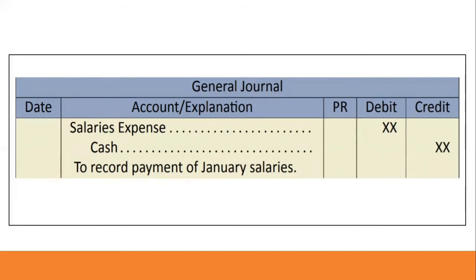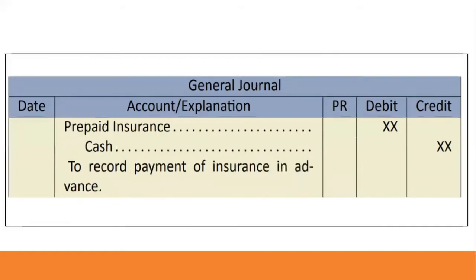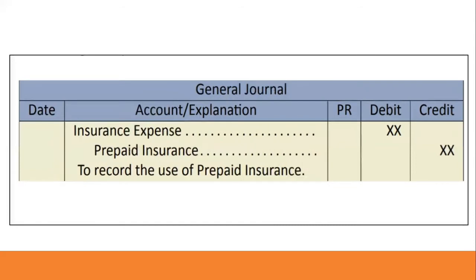And finally, a cash payment can be made before the expense is incurred, such as insurance paid in advance. So, a prepayment of insurance creates an asset, prepaid insurance, and it is recorded as this one. Okay? Now, as the prepaid insurance is used, it is appropriate to report an expense on the income statement by recording the next entry, which is this one.